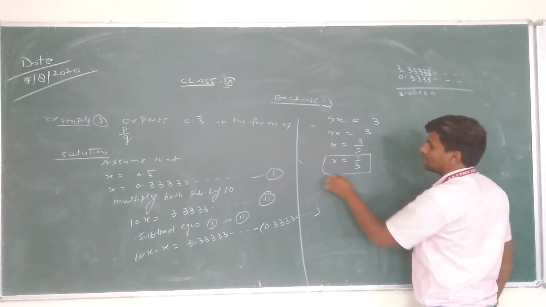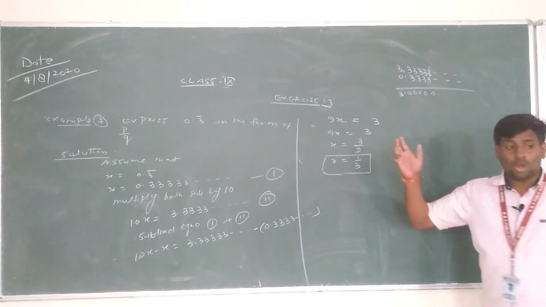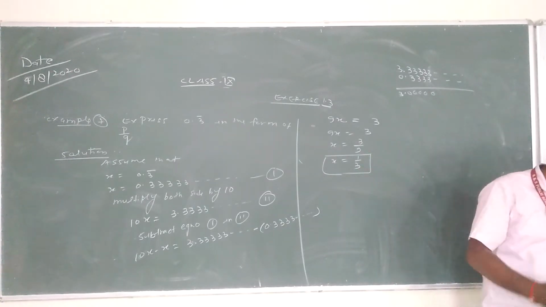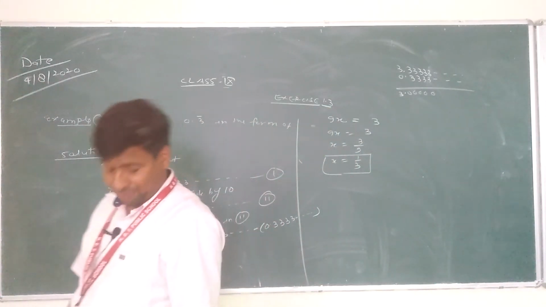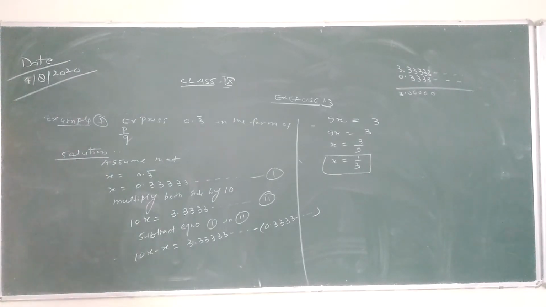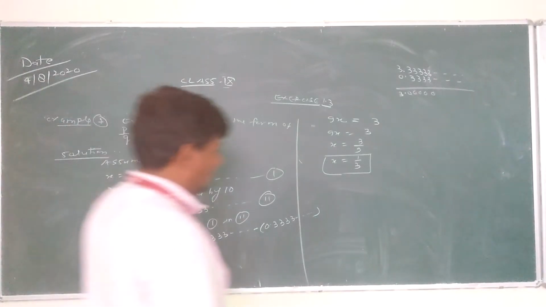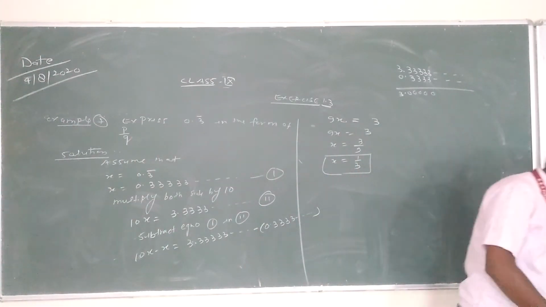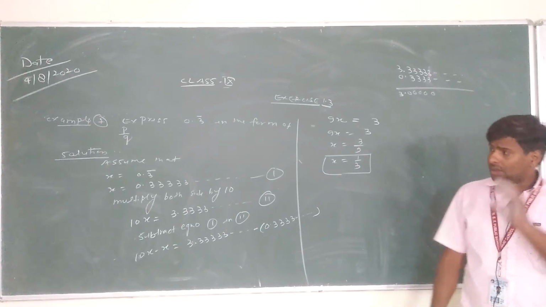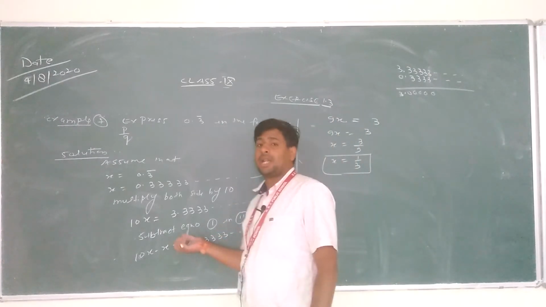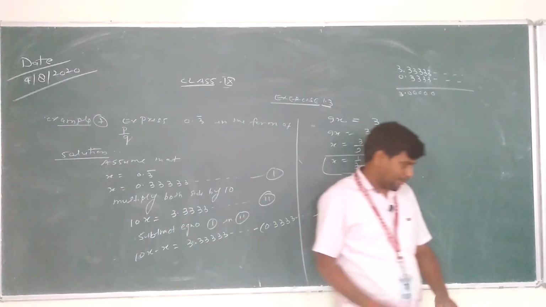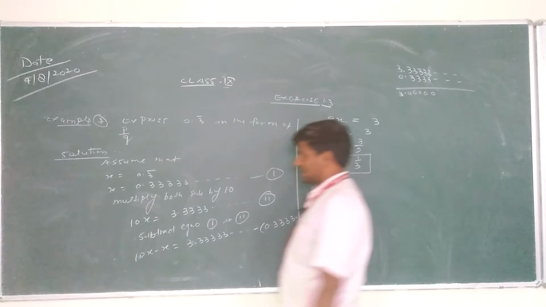that is 1 by 3. So this is non-terminating but repeating, and in this way we can represent it in p by q form. That's clear? Okay students, we can take another example to see how to represent another number in the form of p by q. This process is applicable only to non-terminating repeating numbers. Let's see the next example.